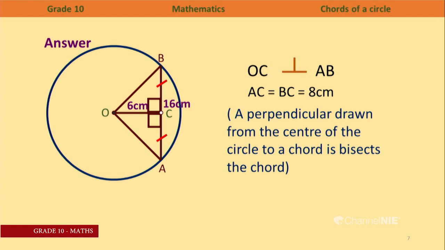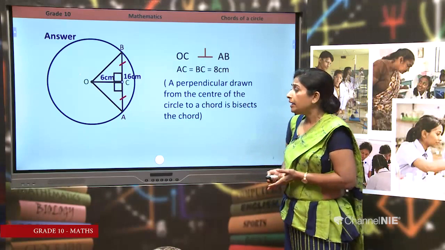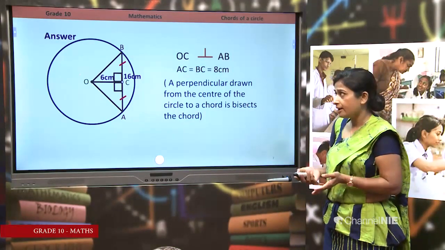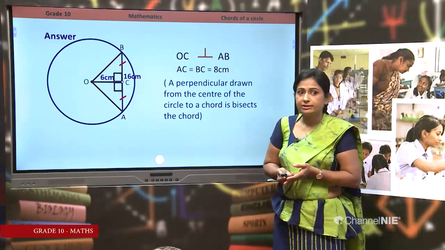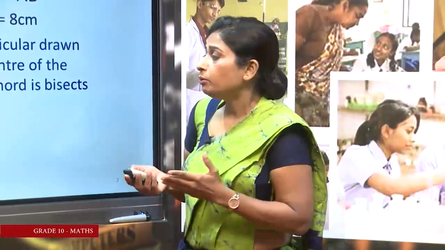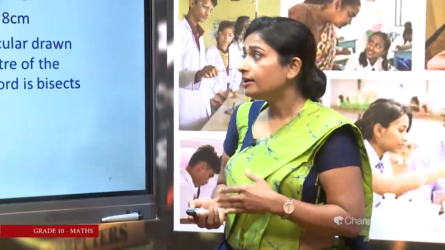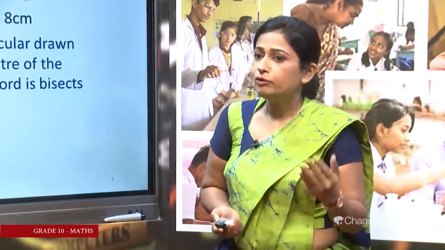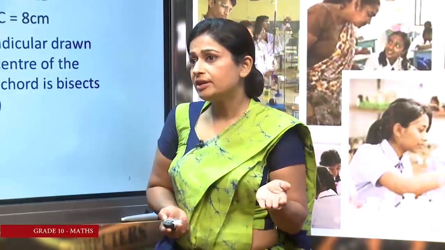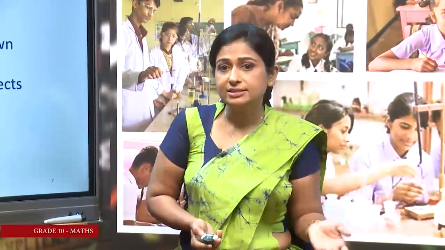Then you should find the OB length. How do we find the OB length? Here in the triangle OBC, that is a right angle triangle. In here, we know two sides, OC and BC. So, when you are taking a right angle triangle, if you know the lengths of two sides of that triangle, how do we find the other side?